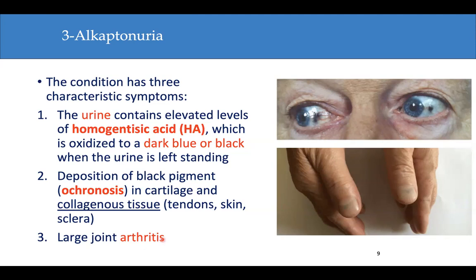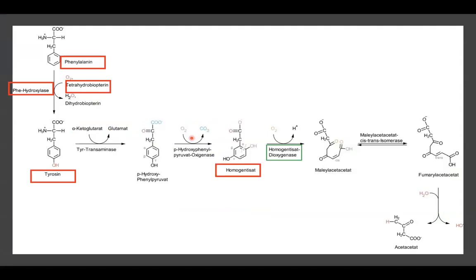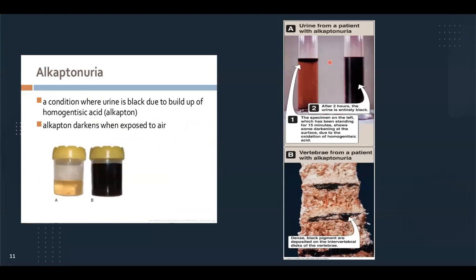Now, the urine also turns black as the homogentisic acid becomes oxidized, and it produces this. And this is what that looks like. This is what the urine of a patient with Alcaptonuria will look like. This is a sample that's been sitting for 2 hours. On this side, you have a sample that's only been sitting for 15 minutes. But you can tell that there is this black pigment depositing at the top.